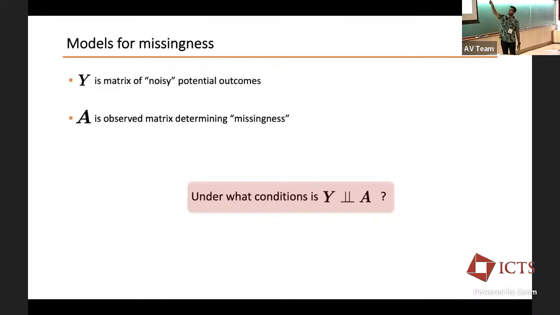So you have this Y, which is this matrix of potential outcomes, or different outcomes. A is this matrix which determines what entries are missing or not observed or not missing. And the question is, under what conditions is Y independent of A?